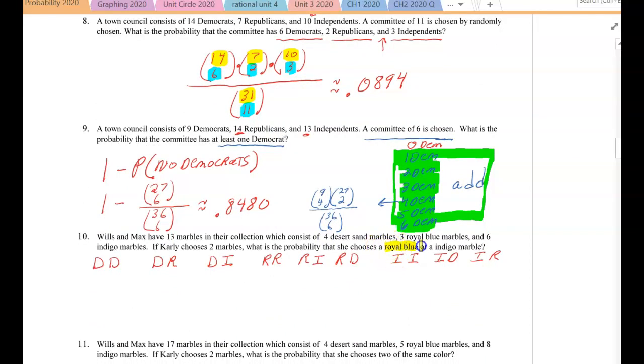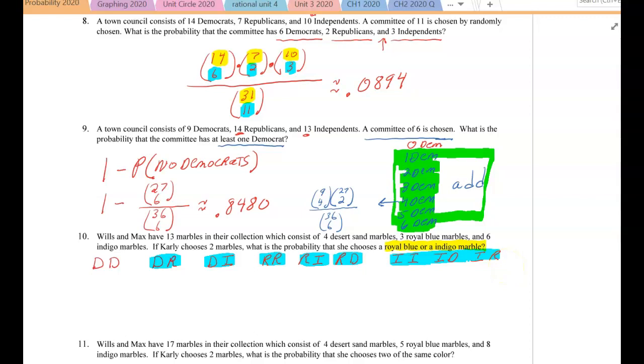We want a royal blue or an indigo. So if I want a royal blue or indigo, I want all 3 of these that I just highlighted in blue because they have an indigo. I want this one, it's got a royal blue, I got royal blue, I got another royal blue. I want this one that has an indigo, and I want this one that has a royal blue. So I want every combination there.